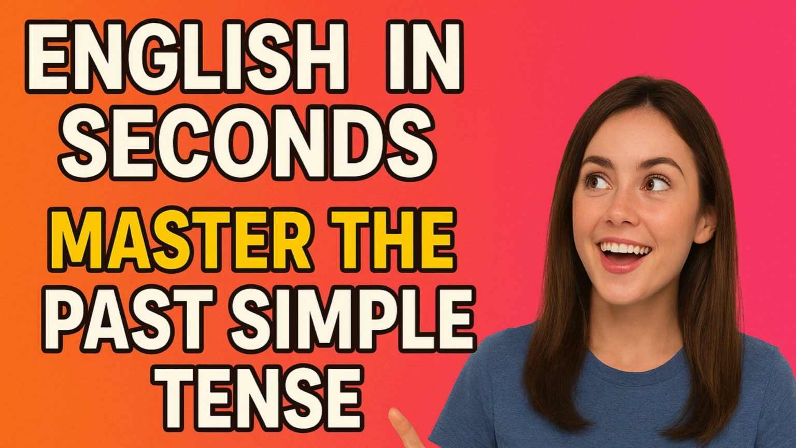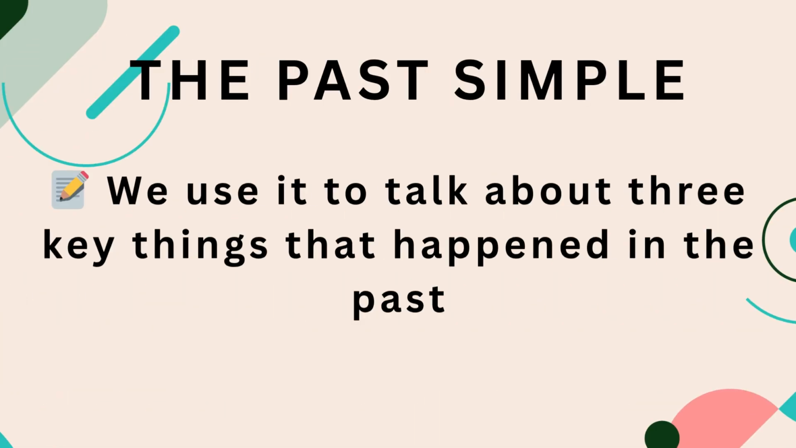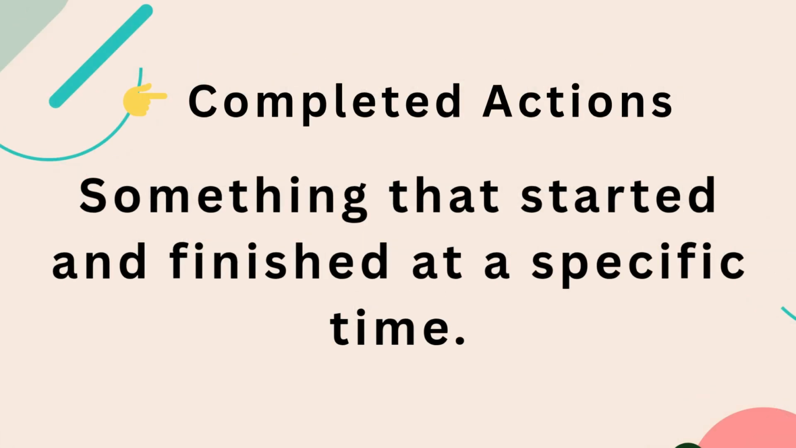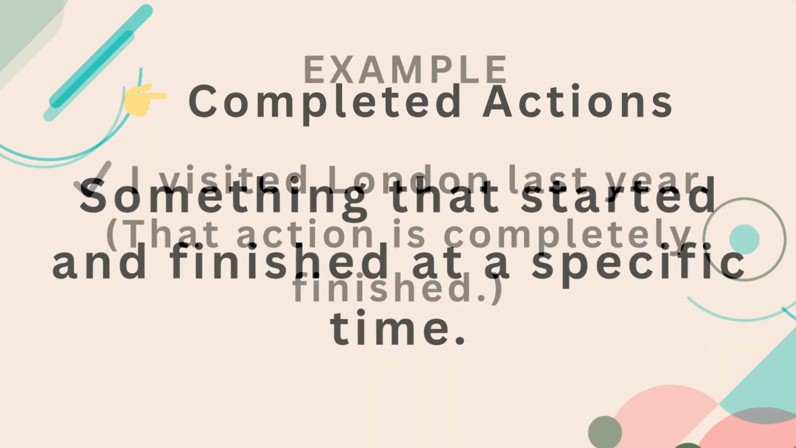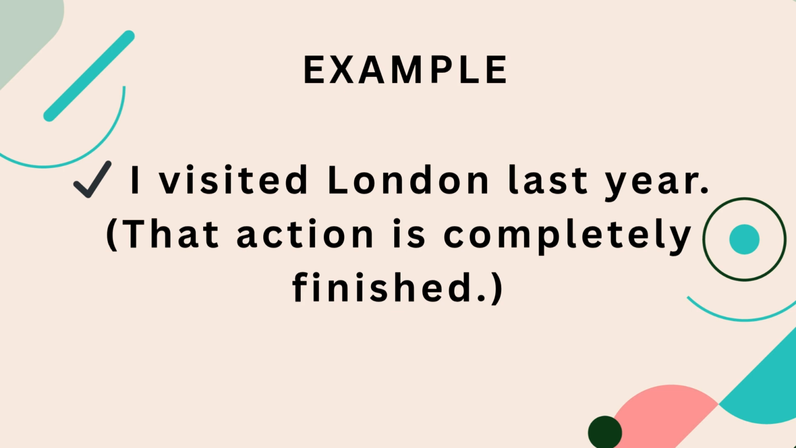Today we are tackling one of the most common tenses in English, the past simple. We use it to talk about three key things that happened in the past. Completed actions, something that started and finished at a specific time. Let's see an example. I visited London last year. That action is completely finished.